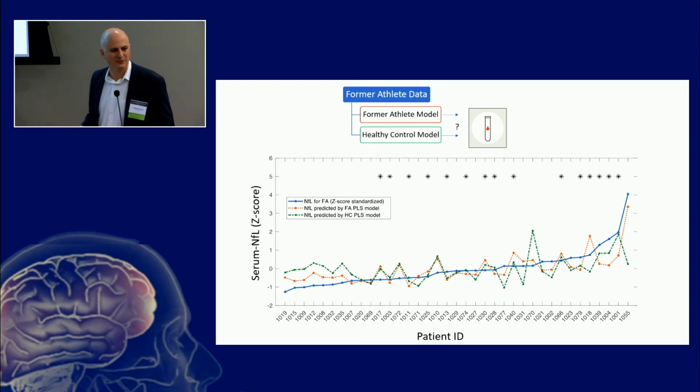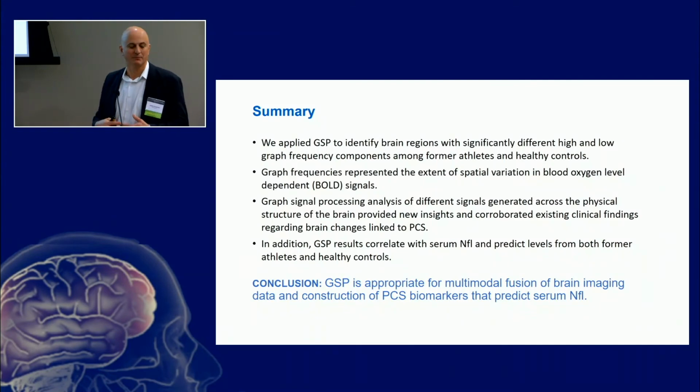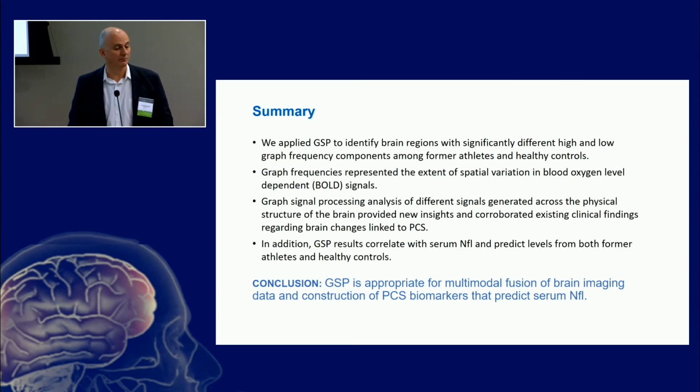We think this is a good opportunity to take this method and move forward. It not only explains much of the variance in the healthy control population, but it presents opportunities for new types of biomarkers in the actual graph signal process data. So we applied this to brain regions, and we found a good and appropriate use for multimodal fusion of brain imaging data in the construction of PCS biomarkers and predicting blood biomarkers in serum NFL. Thank you.